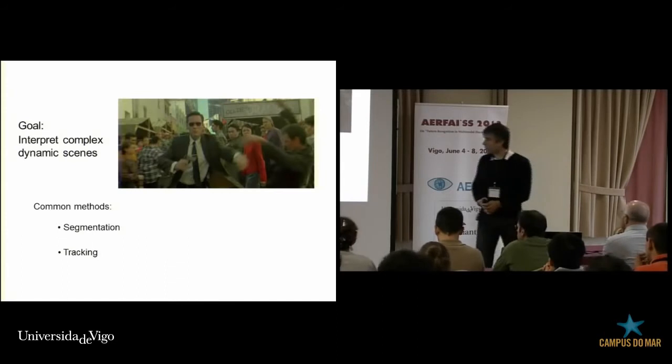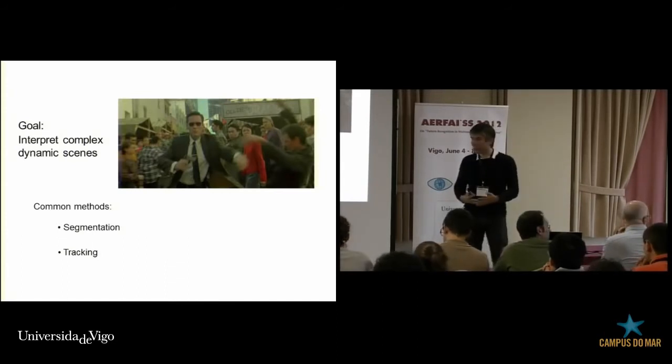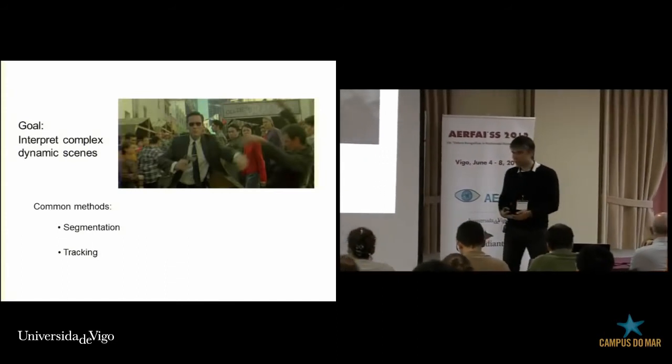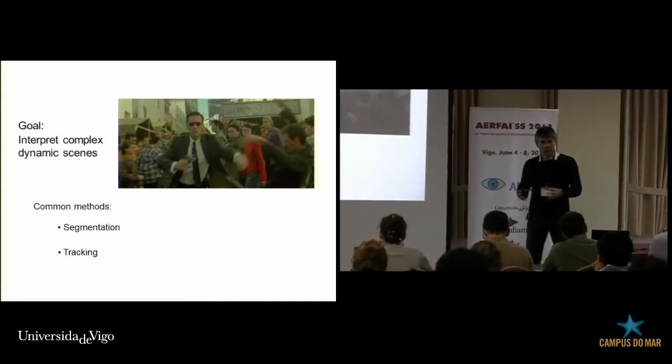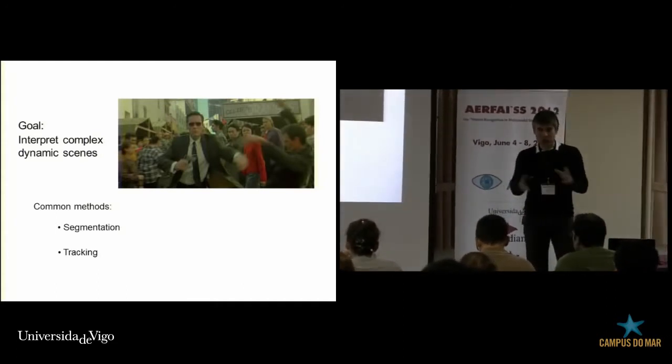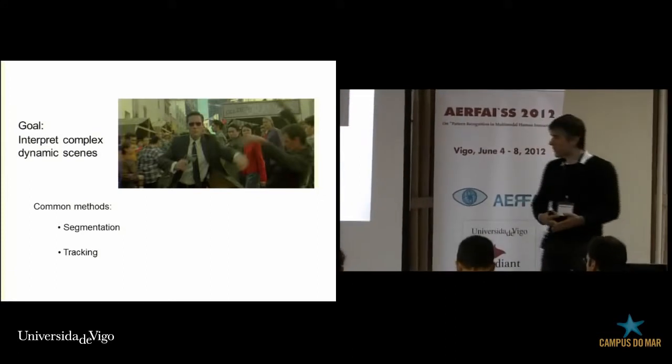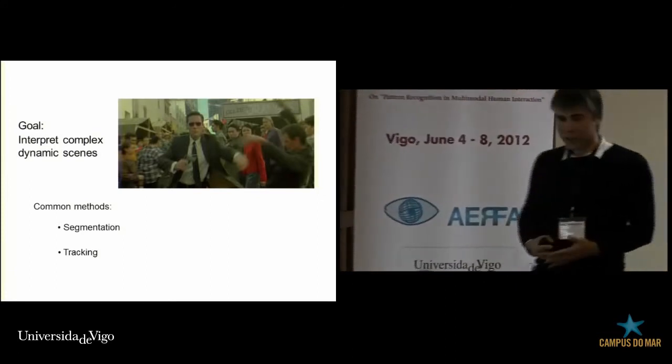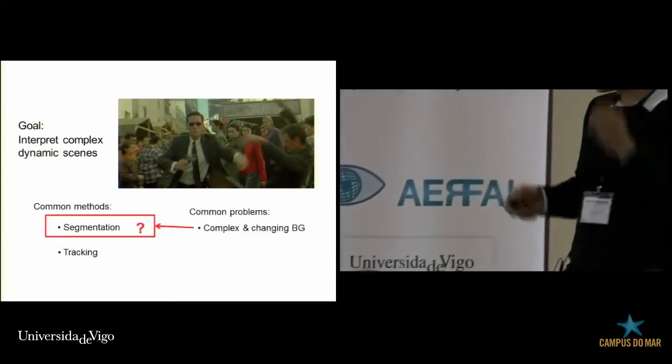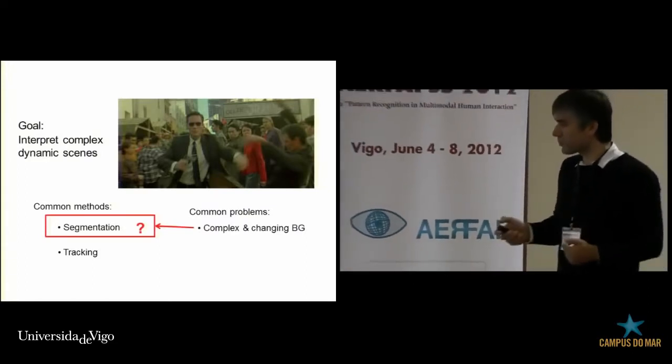So what are the common methods first? If you want to do shape analysis, you would need to do some segmentation. If you need to track, maybe with the previous methods you've seen, tracking the person and analyzing the motion of the person, tracking would again have issues in the scene because of many things. So what are the problems?